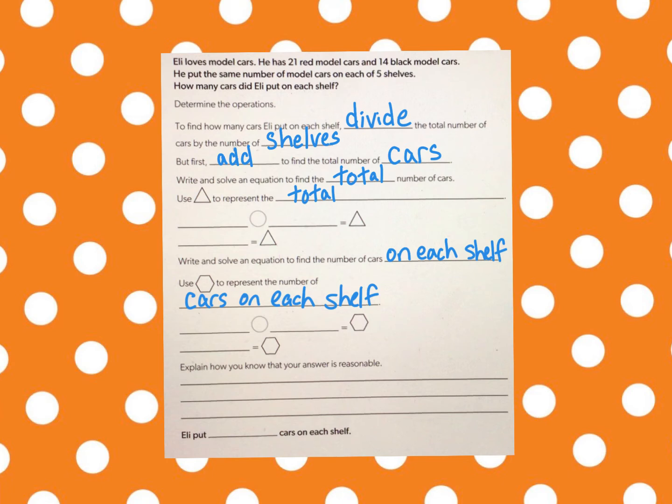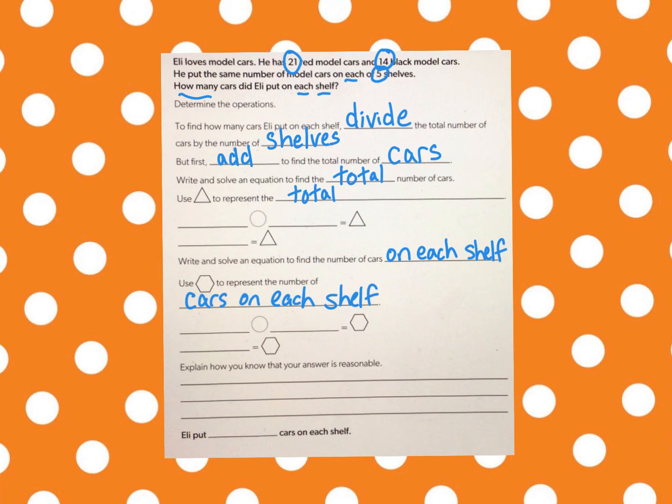So what we're going to first do is go back through. Circle those important numbers, 21 and 14, and the keyword each of the 5 shelves. And each shelf is the question. How many cars did Eli put on each shelf?